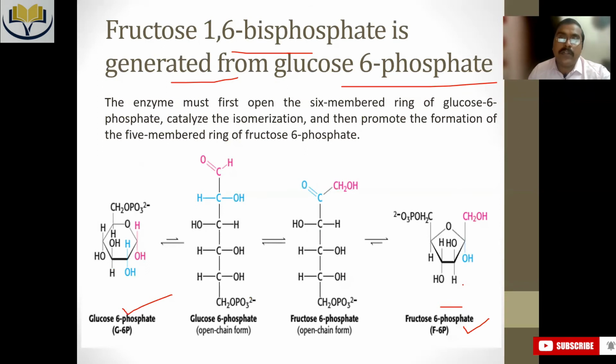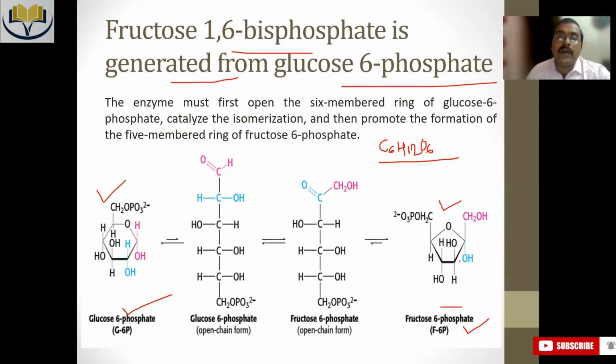You may have an idea that glucose and fructose are isomers of each other. Their structural formula is different, but the molecular formula is the same, that is C6H12O6. They are isomers of each other. So we just require an isomerization reaction for the conversion of glucose 6-phosphate to fructose 6-phosphate, right? But here, one thing you need to know is that glucose 6-phosphate is present in ring form, and the final product, fructose 6-phosphate, is also present in a ring form.